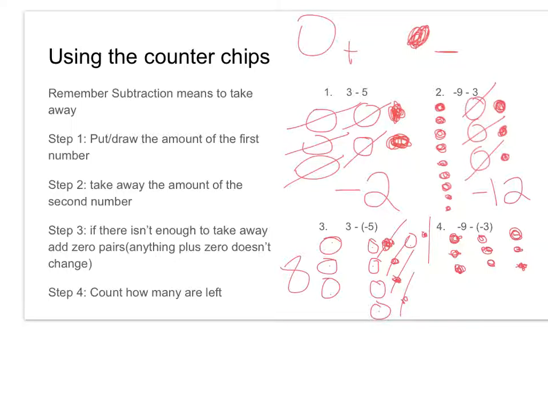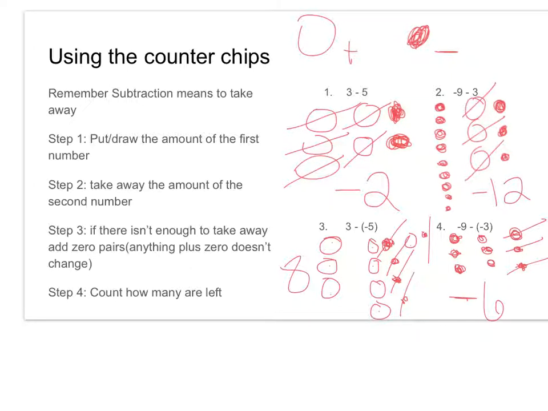Do we have -3 to take away? Yes, we have 9 that are negative, so we can take 3 away. So we do not need to add in any 0 pairs. So just take away 3 negatives. So what is our answer going to be? What is left? 1, 2, 3, 4, 5, 6.